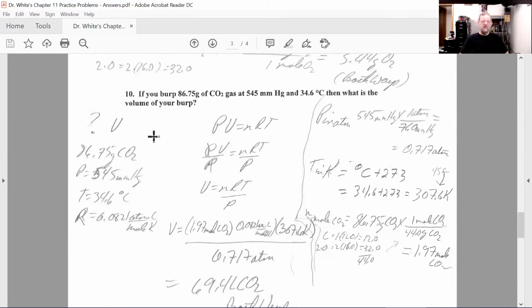Now, notice nothing is changing. Also 15 points, and that means PV equals nRT, the ideal gas law. What are we trying to solve for? V. Therefore, on this side, how do we get rid of P? Divide by it. Whatever you do to one side, you have to do to the other. So I did. Now I'll rewrite it. P divided by P is 1 times V is V, and that equals nRT over P.